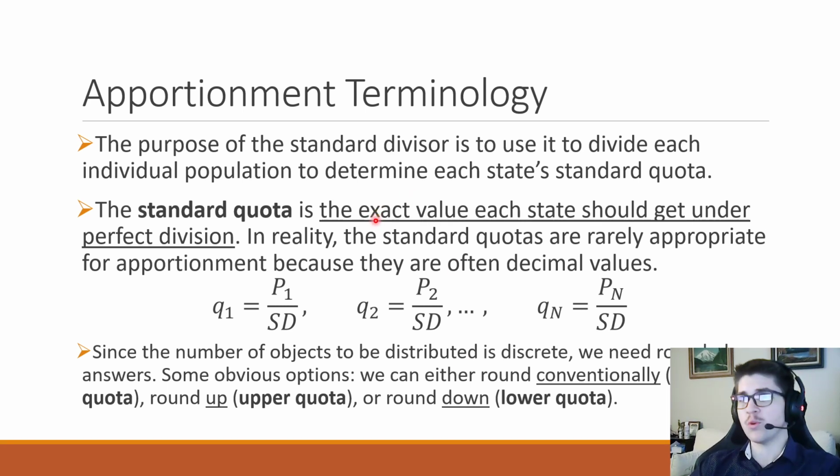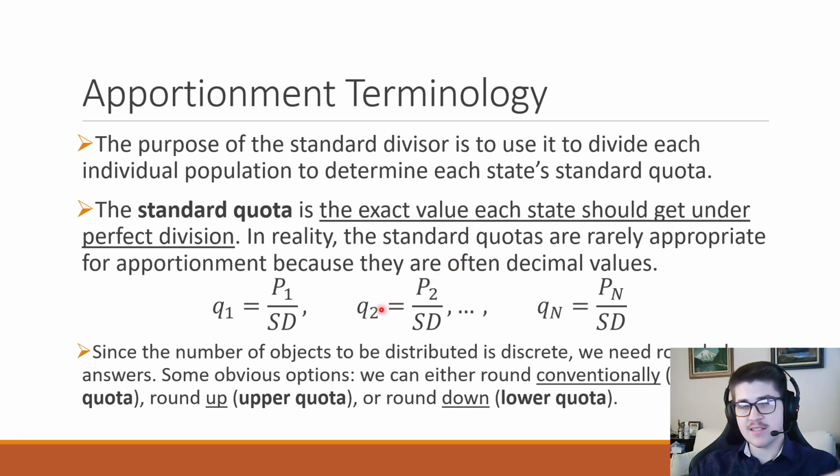Well, that's what the standard quota is. The standard quota is the exact value each state should get under perfect division. So in those problems, if we wanted to know exactly how many should the faculty get, exactly how many should the staff get, basically what we'd be talking about is what's the standard quota for the faculty, what's the standard quota for the staff, et cetera. And formulaically, it's very, very simple. If you take each individual population and divide by the standard divisor, that will give you the individual state's standard quota. So here we're just letting q1 be the standard quota for state 1, q2 be the standard quota for state 2.